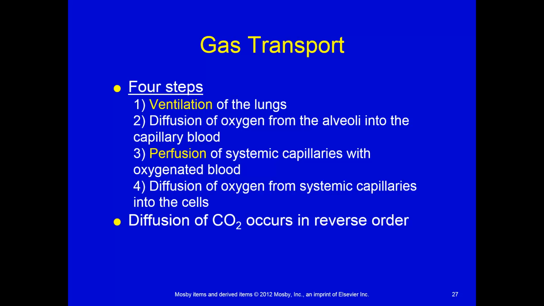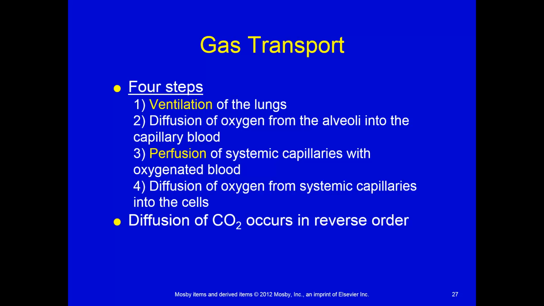Now, obviously, you also need the opposite of all of those steps to occur with the diffusion of CO2 to get that out of the tissues, into the blood, into the lungs, and then be expelled out, right? So the diffusion of CO2 basically occurs in the reverse order of getting the oxygen into the tissues. So again, we talked about the mechanics, but none of it really matters if there isn't an actual exchange of goods at that alveolar capillary connection.